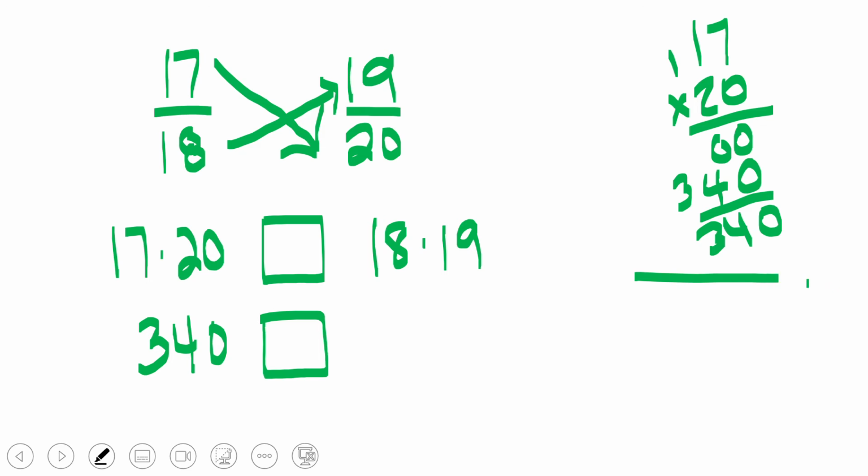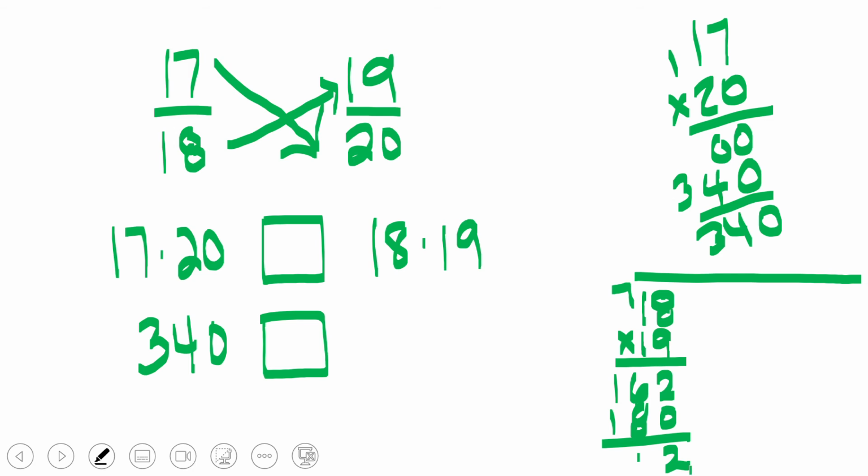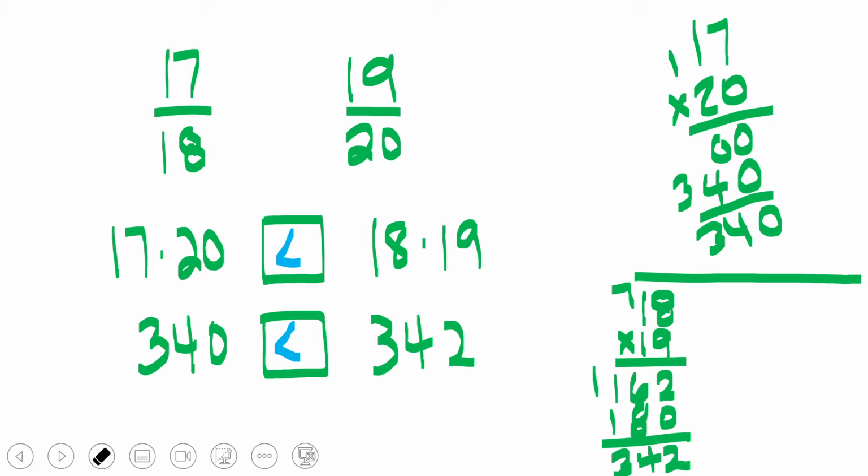Compared to 18 times 19. So work that out. 342 on this side. 340 is less than 342, so that transfers all the way up. In comparison, 17/18 is less than 19/20.